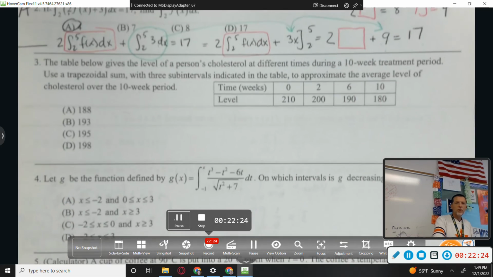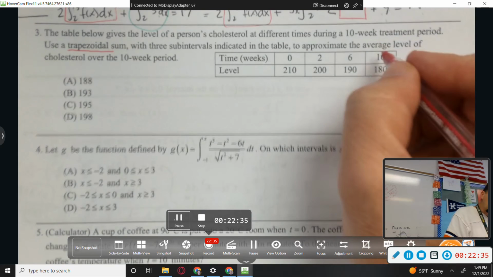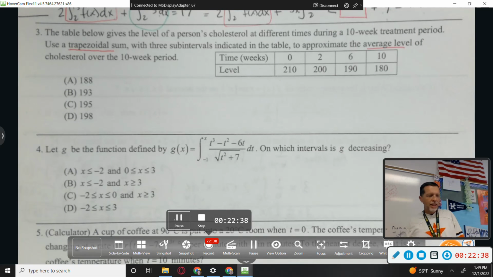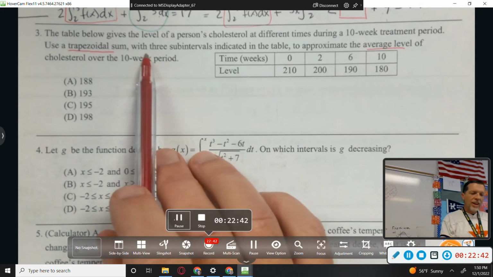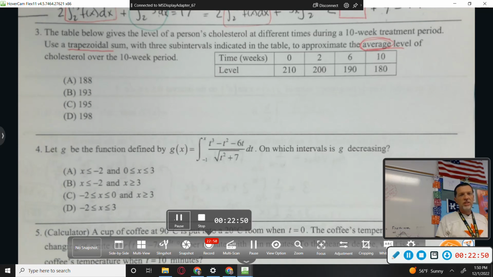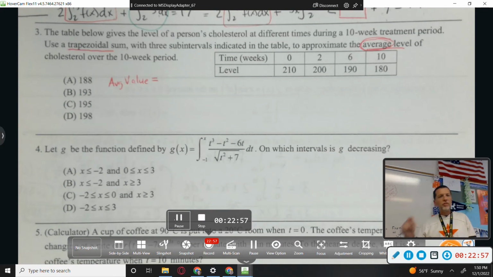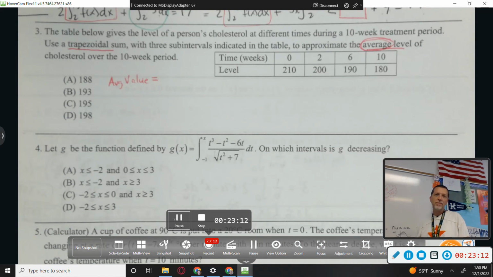All right. Try number 3. Trapezoidal sum. A trapezoidal sum estimates an integral, but it doesn't ask you for the integral. It asks you for the average level of cholesterol. So it's asking you for an average value. So I would write the average value equation first and then figure out exactly what piece of the average value equation a trapezoidal sum will estimate. Because it's not just the trapezoidal sum, there's more than that. You can't just do a trapezoidal sum and that be your answer. So write the equation for an average value and then figure out how a trapezoidal sum could help you.